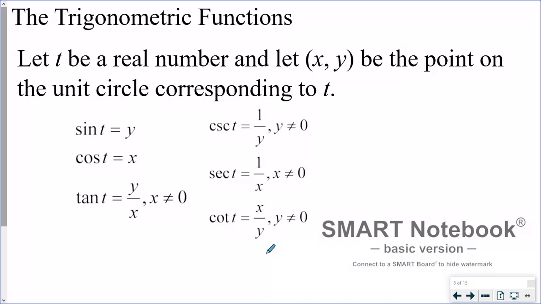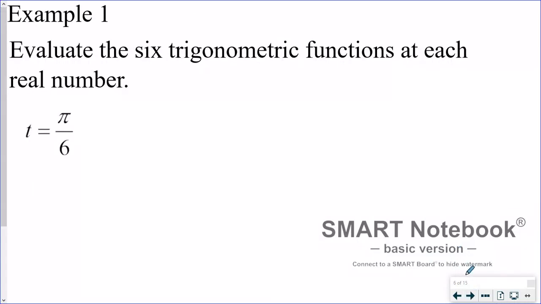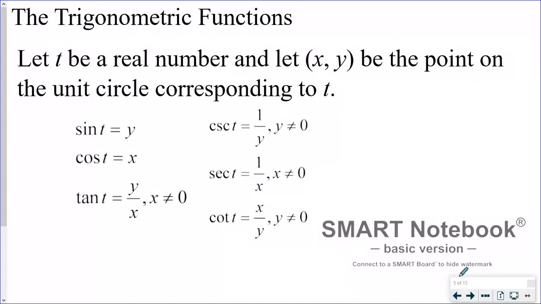Okay, everybody got these down? Had enough time? Is it on paper? Yeah, it'll be on paper. Okay. Yep, no, not a problem.